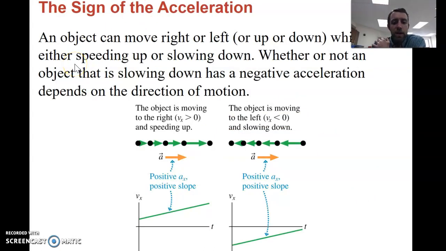The sign of the acceleration, we really want to make sure we have an understanding of this. So an object can move right or left or up or down, and it can either be speeding up or slowing down while doing any of those directions. So we have to make sure we understand what the sign of the acceleration is. Now with these vector diagrams, when the acceleration arrows are already drawn, it's really easy to determine because right is the positive direction. So both of these are showing acceleration to the right. So you could say, oh, that's positive acceleration.